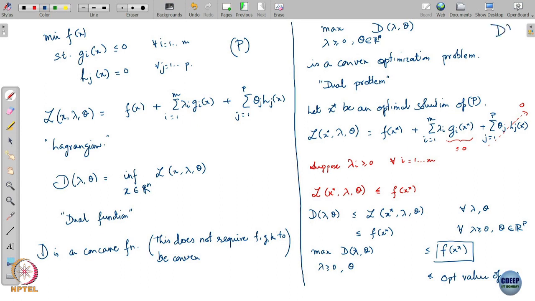Let us call this problem d. The one on the left hand side is simply the optimal value of d. And what have we got here then? We have got that the optimal value of the dual is less than equal to the optimal value of the primal. So, this statement here is nothing but the statement of weak duality.